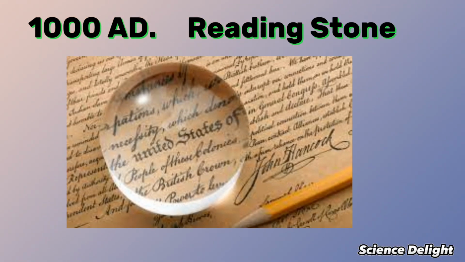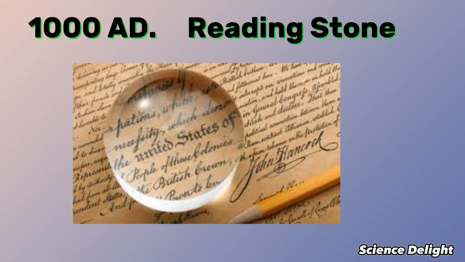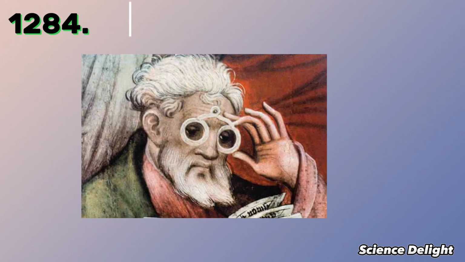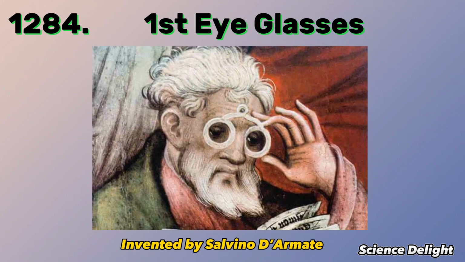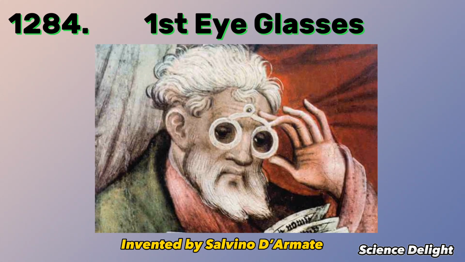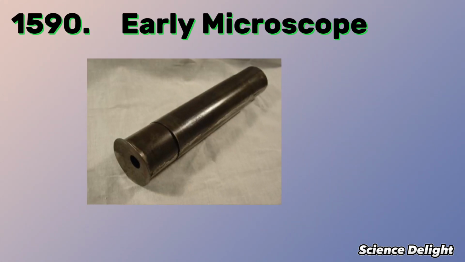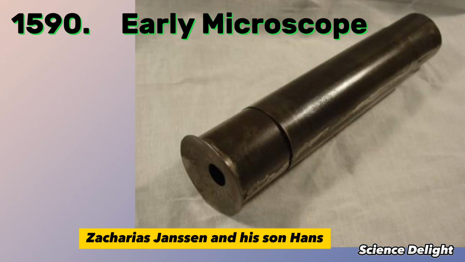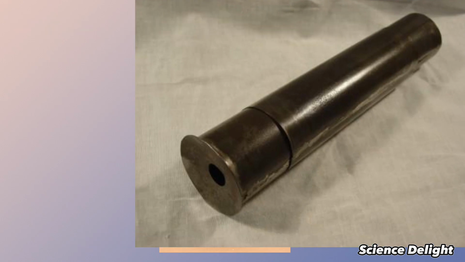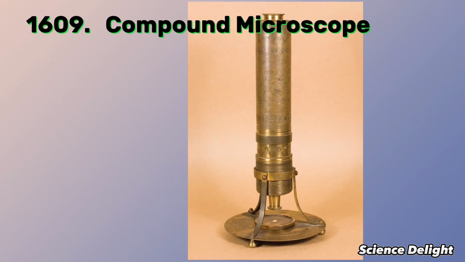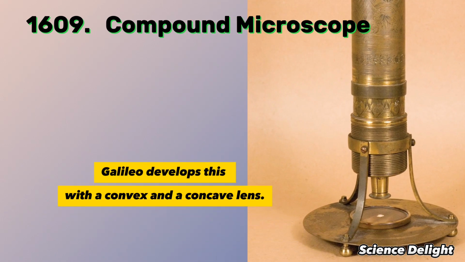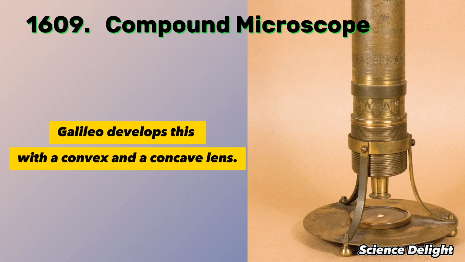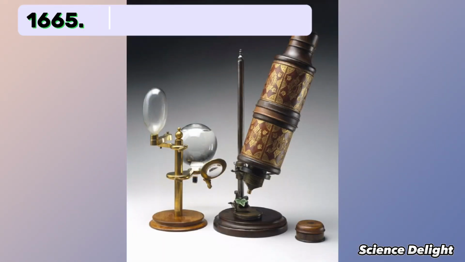1000 AD, the reading stone. It is the first vision aid. 1284, first eyeglasses. Salvino D'Armate invents the first wearable eyeglasses. 1590, early microscope. Zacharias Janssen and his son Hans place multiple lenses in a tube. 1609, compound microscope. Galileo develops this compound microscope with a convex and a concave lens.